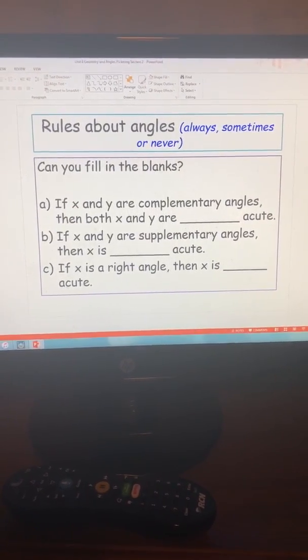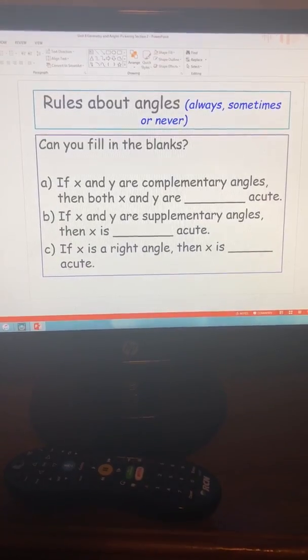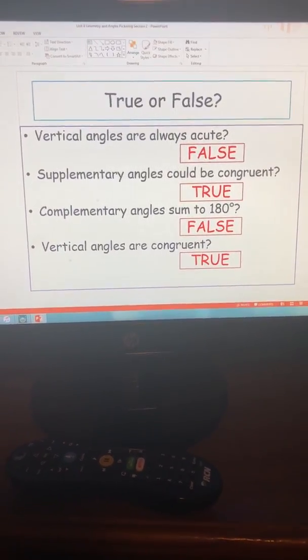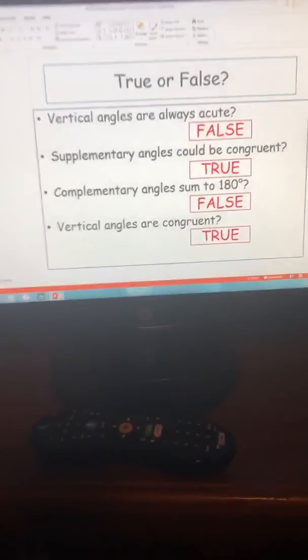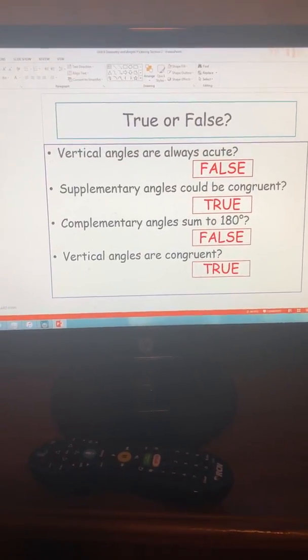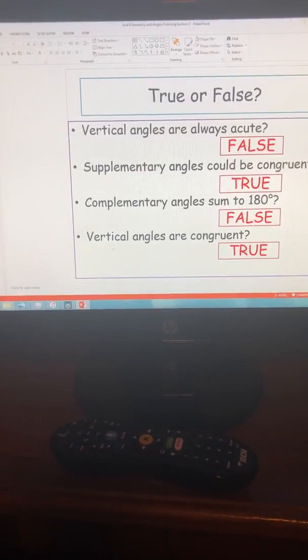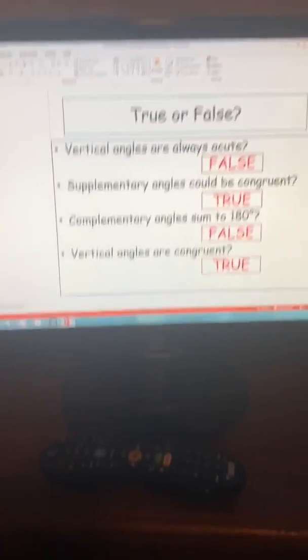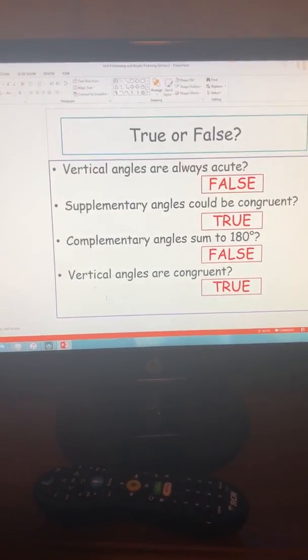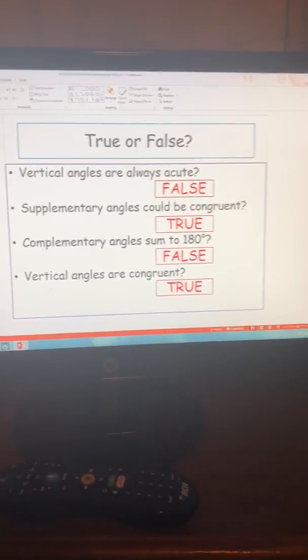I mean, here you have a couple of things you can practice with. Vertical angles are always acute. False, they don't have to be. Supplementary angles could be congruent. That's true. You can have 90 and 90. Complementary angles add up to 180. That's false. They add up to 90. And vertical angles are always congruent. We know that that's true.